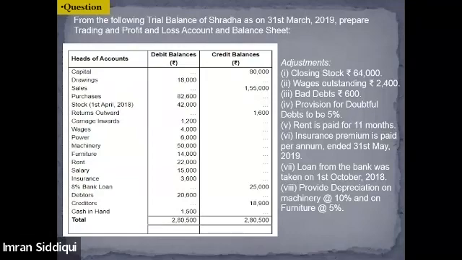All right. After that, we have power. Is there any adjustment regarding the power? No adjustment given regarding the power. So we can directly write down the value of the power in the trading account. So power 6,000.